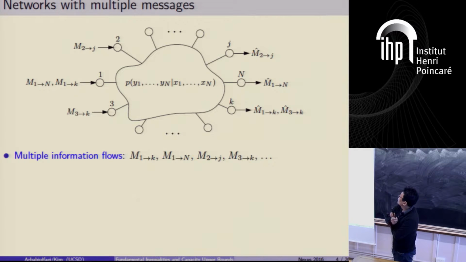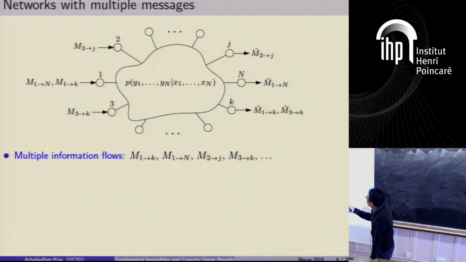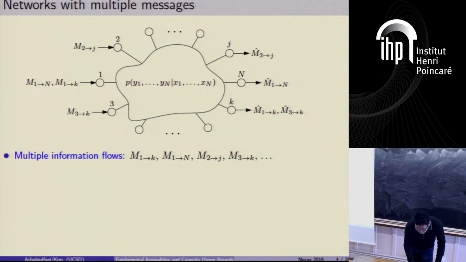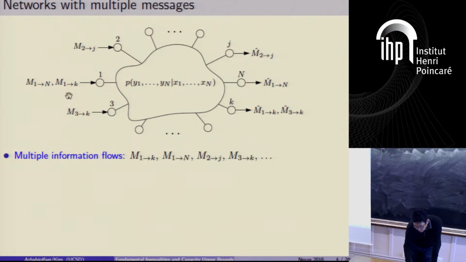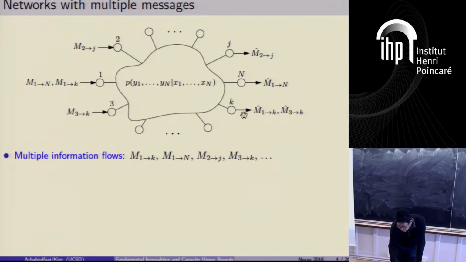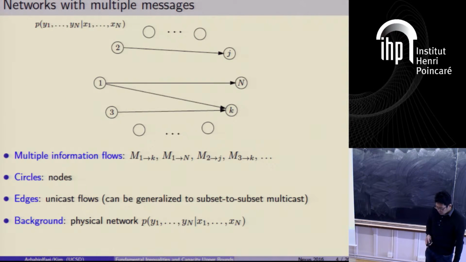So what happens if there are multiple flows, right? We can think about many flows. Here we have some message M1K. Say there is a message going from node 1 to node N. There is another message going from node 1 to, say, node K. And there is another message going from node 2 to node J, and so on. So there can be multiple information flows, right?